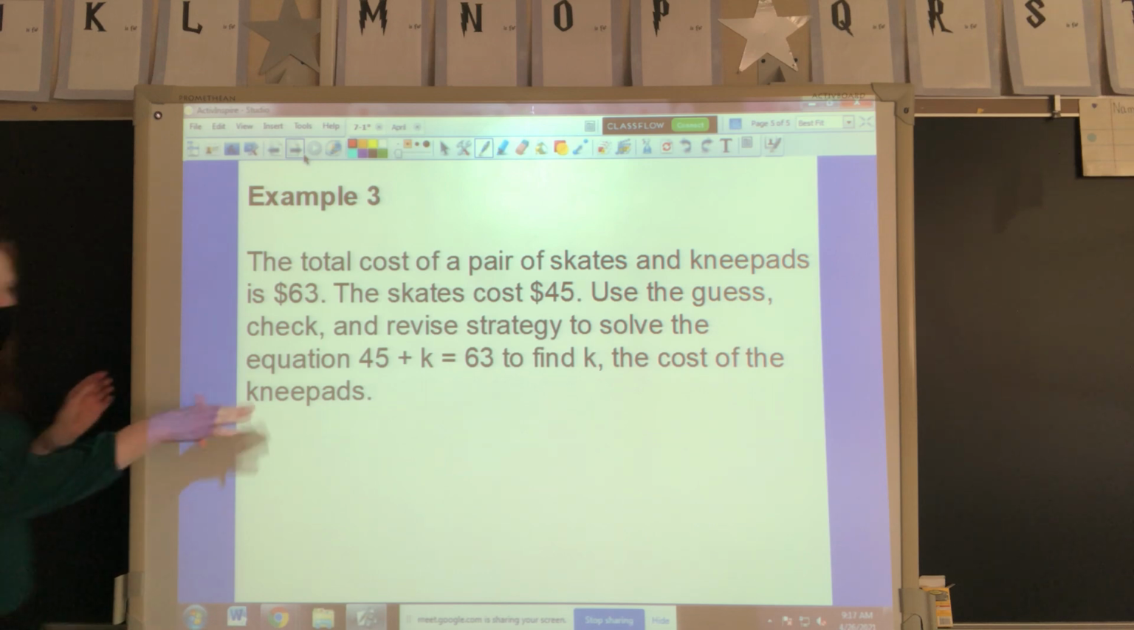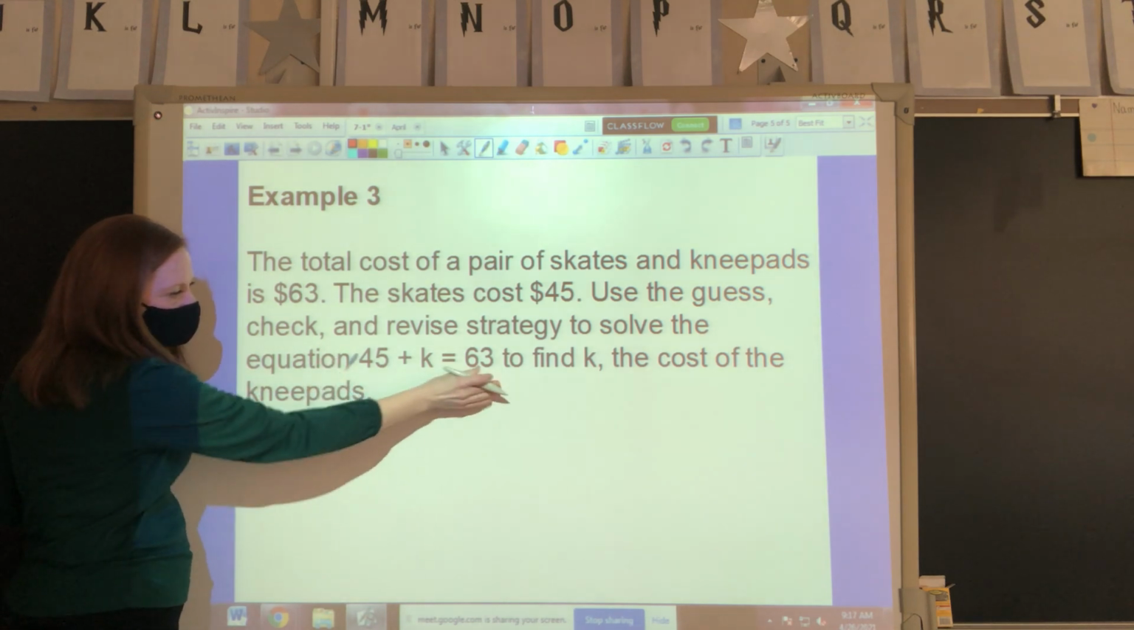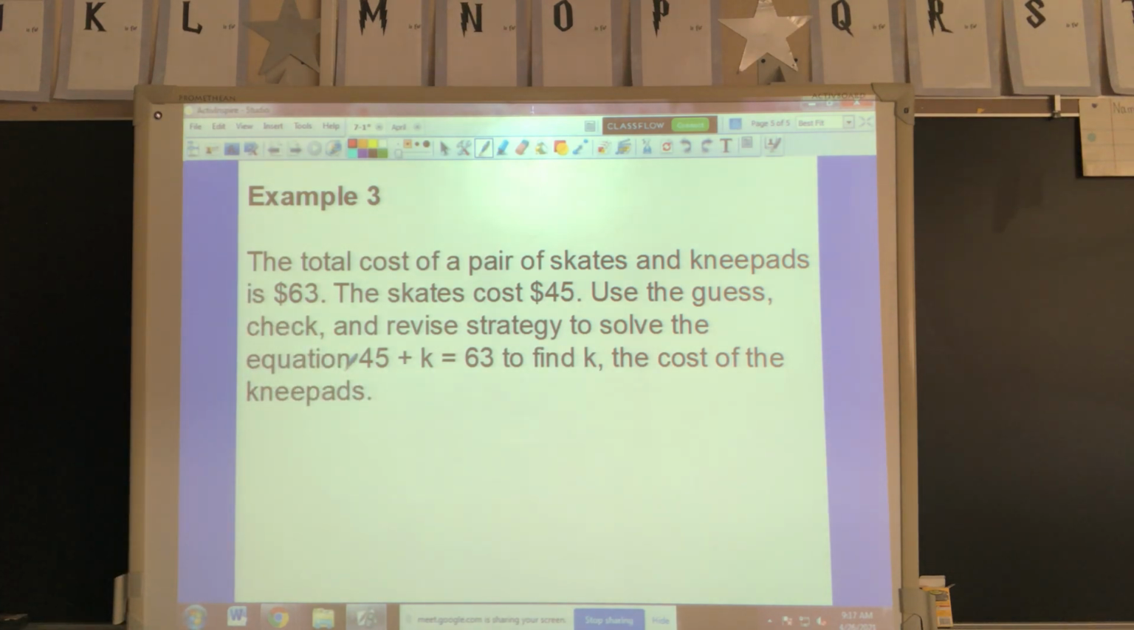Now, I'm not going to rewrite it down here because we have enough space that I can just do it right below. This one is written a little differently though. So instead of having K plus 45, now we have 45 plus K. Doesn't matter. We still do the opposites and we still figure it out. So if we're adding in this problem, what is the opposite of adding? Or what operation are we going to use? Kendall, what's the opposite of adding? Subtract. So we're going to subtract.